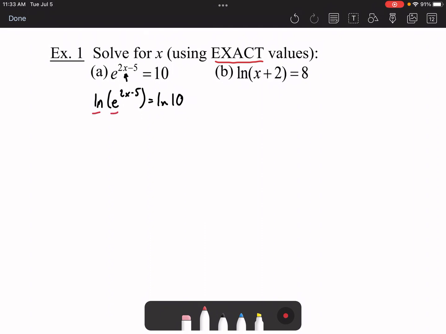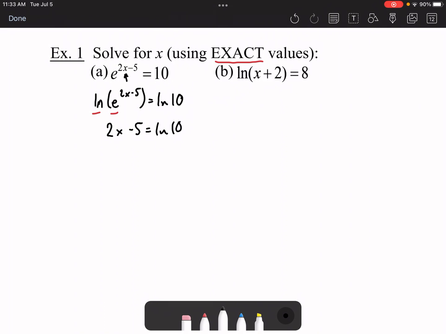you can either take the 2x minus 5 down from the exponent and make it a coefficient, or you can cancel and just realize it's going to equal 2x minus 5. Now we leave the ln 10 because the natural logarithm of 10 is a constant itself, which is not a nice number, so we're just going to leave it as ln 10.